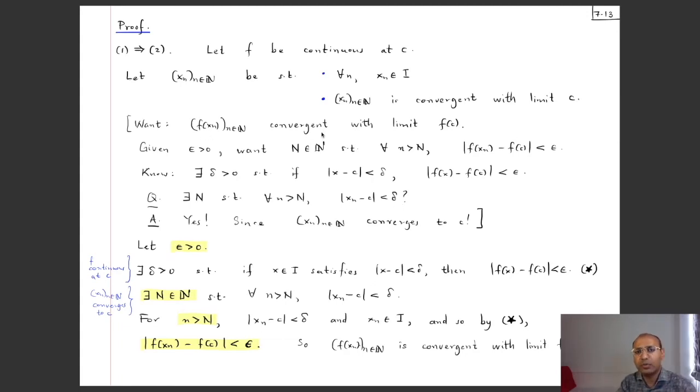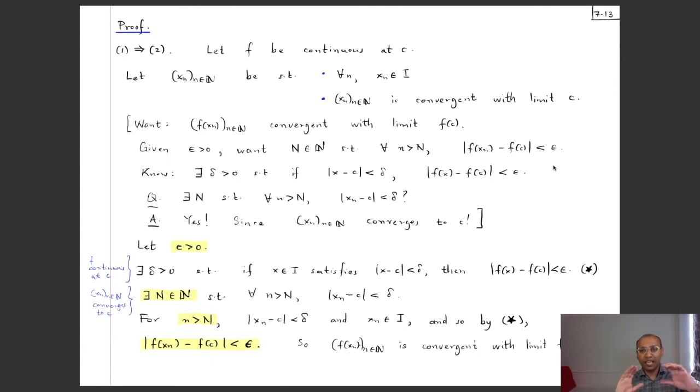To show this sequence is convergent with limit f of c, what did we want to show? Given any positive epsilon, we wanted to produce an index such that beyond that index this happens. The way to do it is that given an epsilon positive, you use the continuity to produce a delta. You use this delta to produce the index n. Okay, and then we will be guaranteed that mod f of xn minus f of c is less than epsilon.